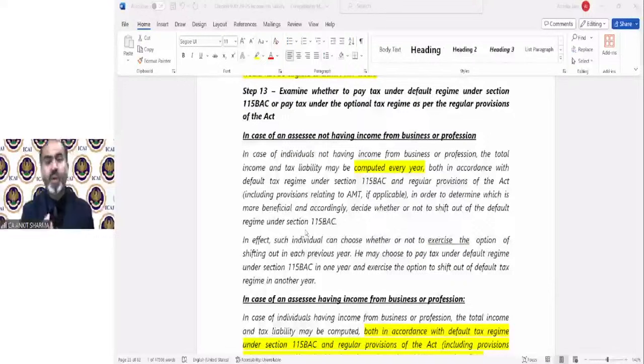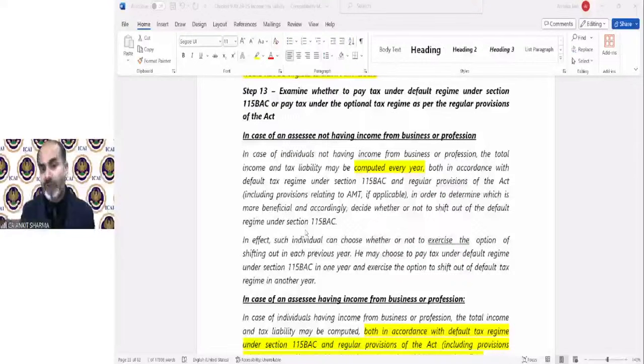So if you do not have any business or professional income, then you can switch between these two schemes as many times as you want. Like for this previous year, you can go for 115BAC. In the next year, you can go for other than 115BAC. Then again the next year, you can also opt for 115BAC, etc. So that is an optional scheme every year if you are not carrying any business or profession.